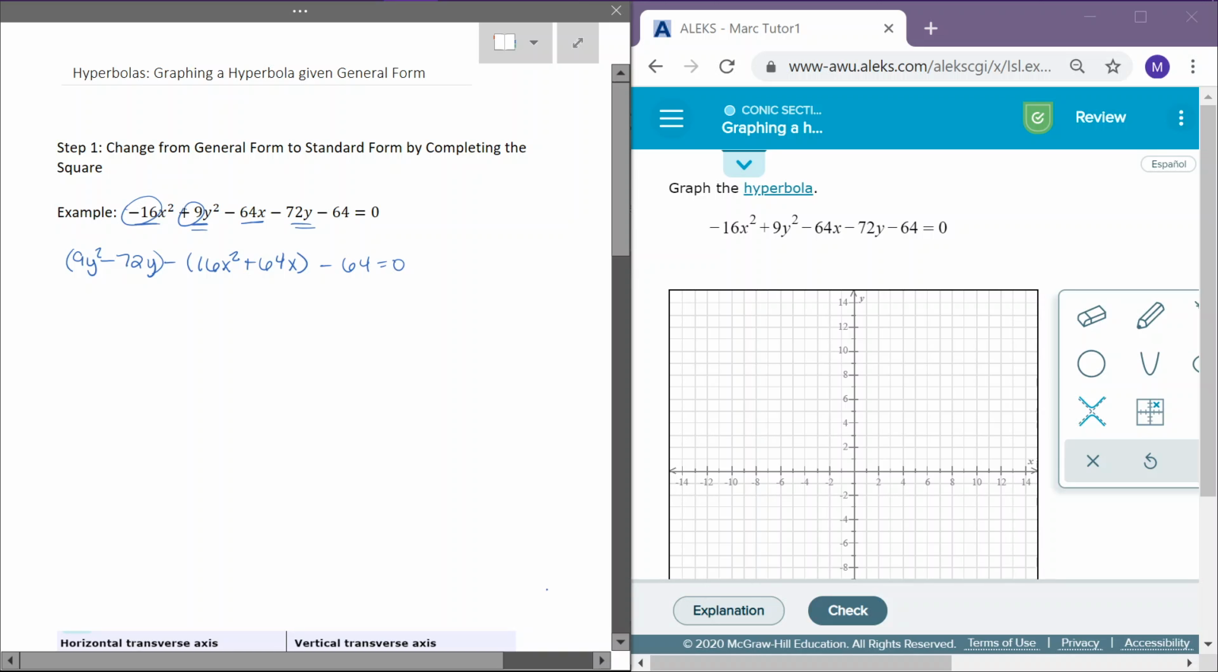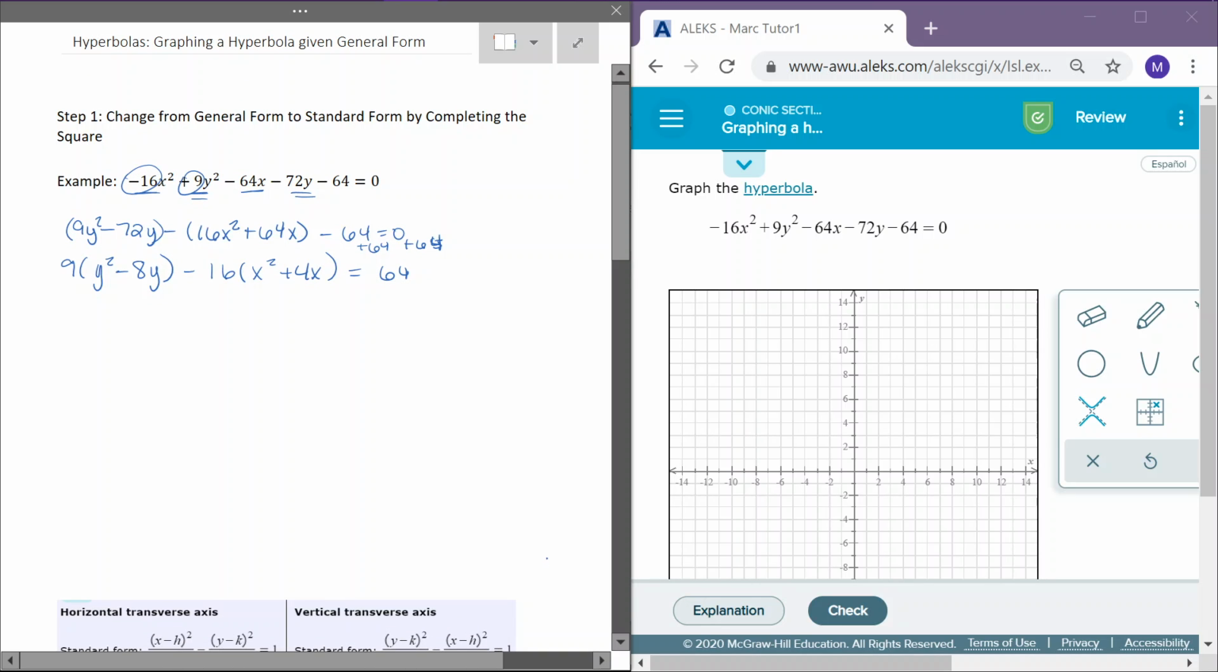So here I have 9y squared minus 72y. I can pull a 9 out of this and have y squared minus 8y. And here I have 16x squared plus 64x. I can pull out a 16, and I have x squared plus 4x. And I'm going to go ahead and move this 64 over to the other side. So I'm going to add 64 to both sides. So I get 64.